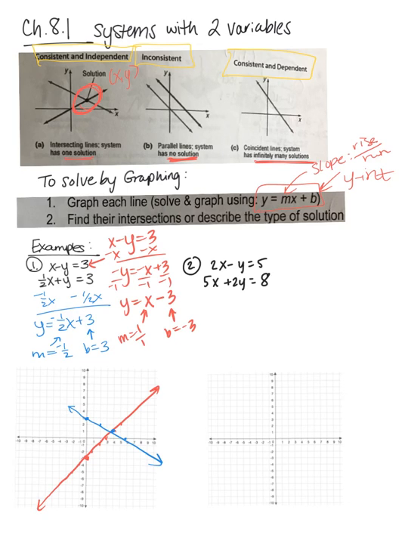All right, so I can tell now that these are intersecting lines, which means I should have a solution right where they intersect. So I look at that intersection and I see that it is at 4, 1, so my solution would be 4, 1. Okay. Let's try another example, make sure we kind of got the hang of it.